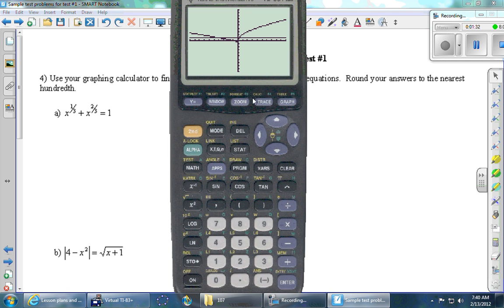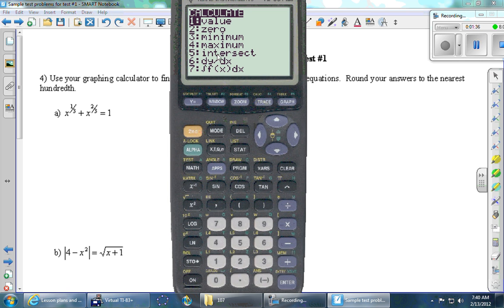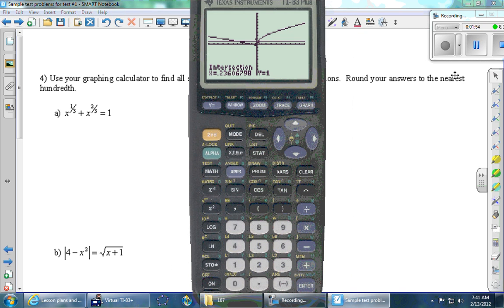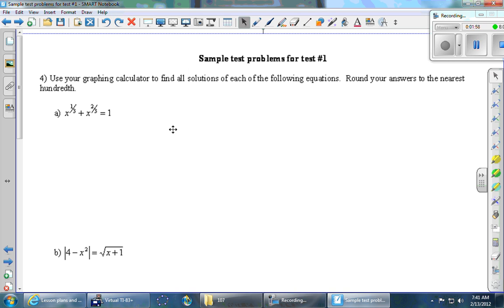We're trying to get into calc, second, and then trace. We're looking for number 5, which is intersect. It says first curve, you just hit enter. It says second curve, you just hit enter. It says guess, you just hit enter. And it's going to zip over to the nearest point of intersection it can find, which was this one right over here. So x is about 0.236. It says round your answers to the nearest hundredth, so I guess that's a 0.24. So that'll be the first thing that we write down.